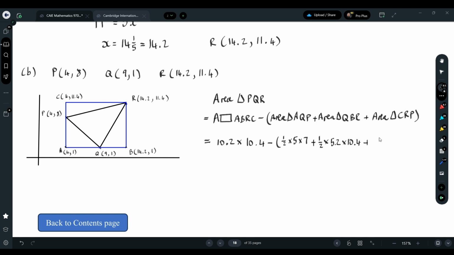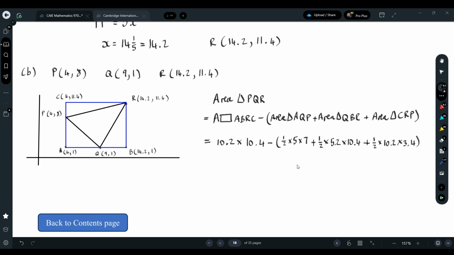And then we also have to get the area of triangle CRP, whose base would be 10.2. Sorry, I forgot to put that little half in. Let me just correct that. It would be a half times 10.2 multiplied by the height, which would be 11.4 minus 8. So that would be 3.4.